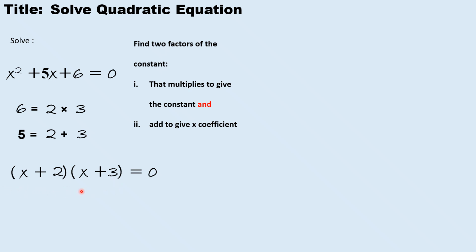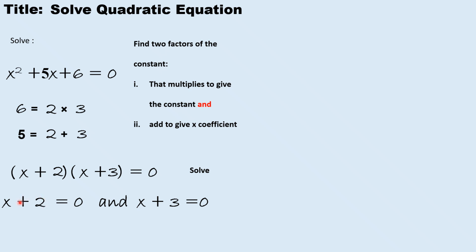So we have factorized the quadratic equation first, and then we are going to solve. That's the next step: solve the quadratic equation. In order to solve this equation, we're going to equate x add 2 to 0 and x add 3 to 0. So let's do it again. x add 2 gives 0 and x add 3 gives 0. Then we solve.